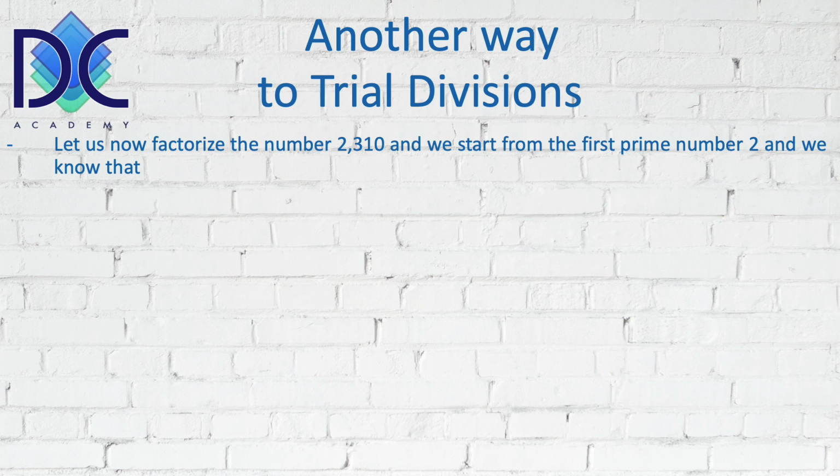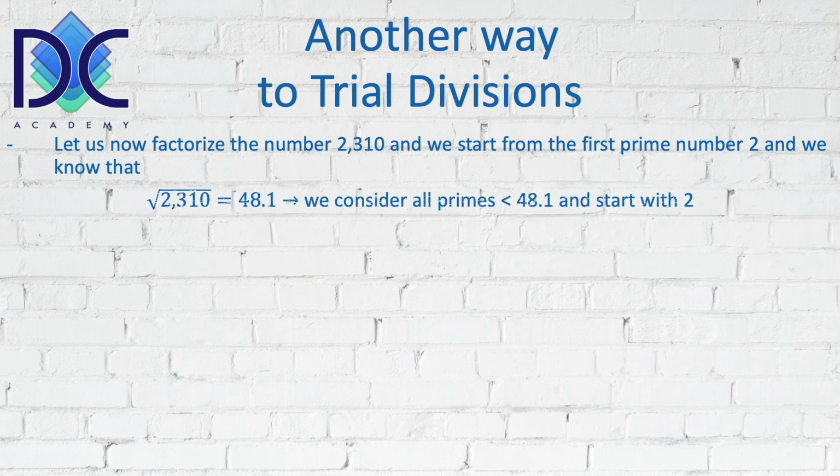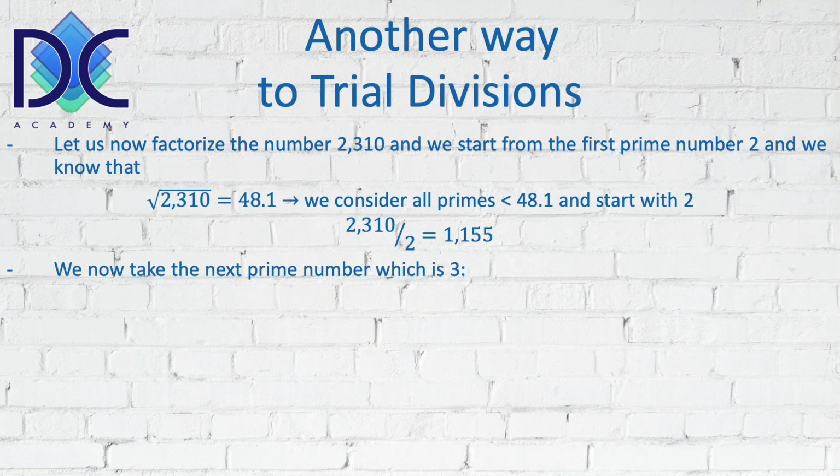Now we're going to do a second exercise with the number 2310. We take the square root, so we consider all the primes smaller than 48, and we start with 2. So we find 2310 divided by 2 is 1155. Now we already see we cannot divide by 2 anymore because we don't have an even number.